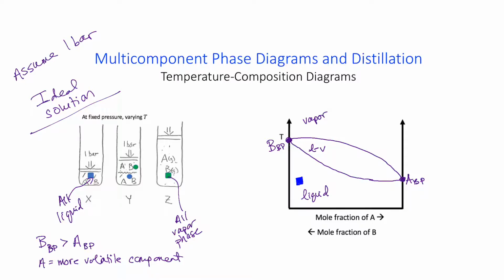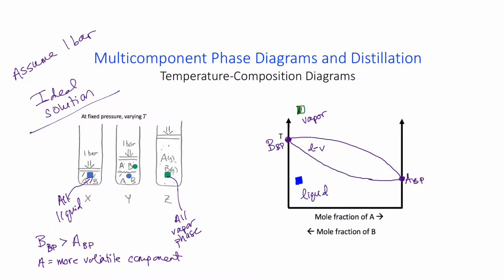So that's all liquid. And then we have all vapor up here. That would be our green square region, and in between we have our circles, so there's a green circle and then our blue circle, just matching up with the pictures that we put together on the left.